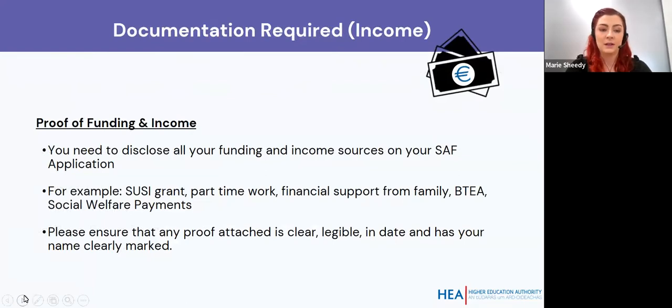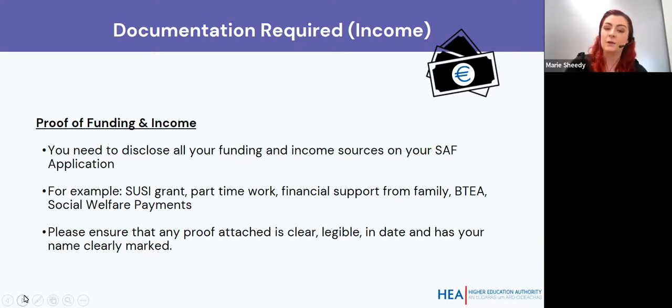Regarding income and expenditure, documentation is required as proof. So when we talk about income, you have to disclose all income that you receive. Now this covers your SUSI grant, if you receive any support from your parents or guardians, if you have part-time work, or if you receive any social welfare payments. And that includes back to education allowance, child benefit payments, one parent family payments, so a whole variety of social welfare payments as well.